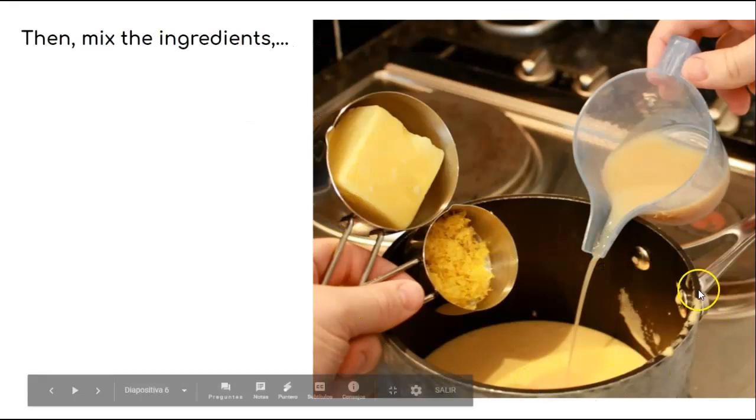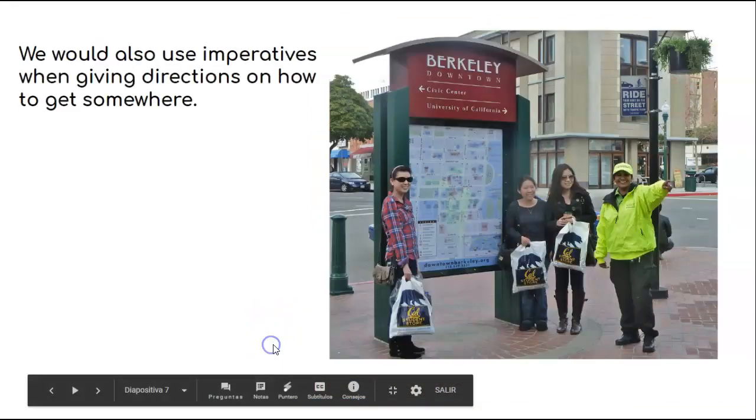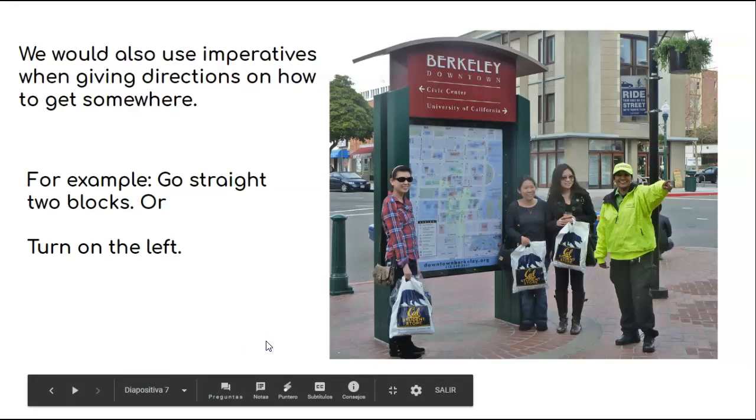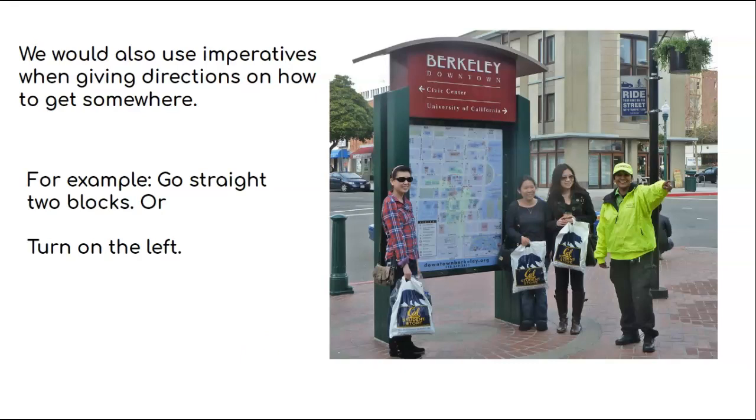Then, mix the ingredients. We will also use imperatives when giving directions on how to get somewhere. For example, go straight two blocks or turn left.